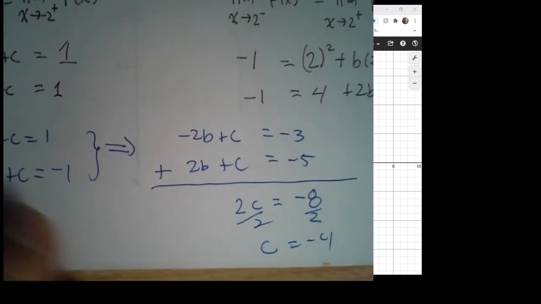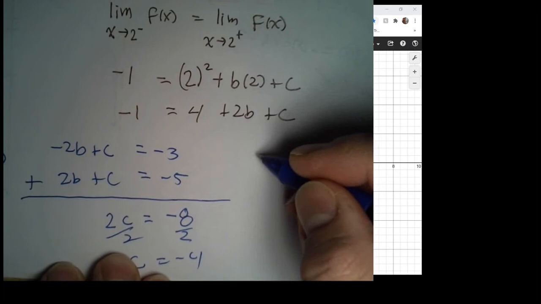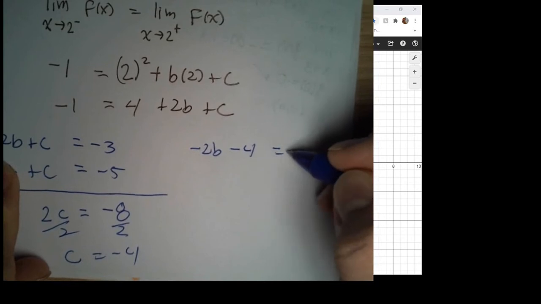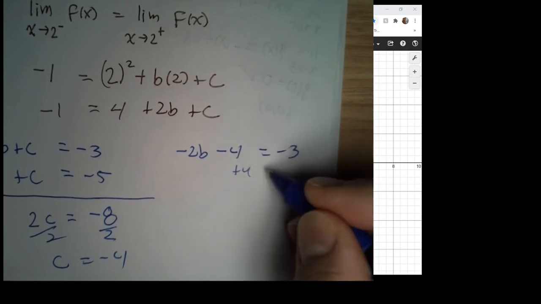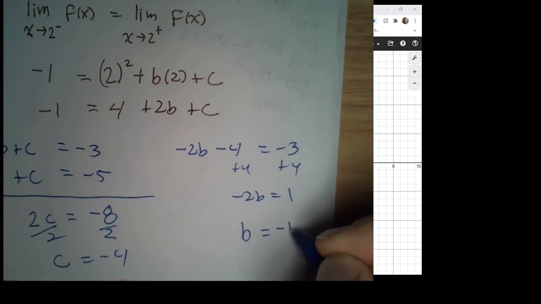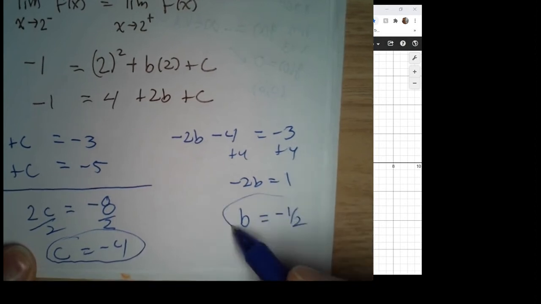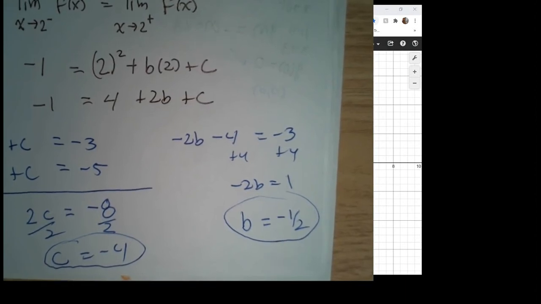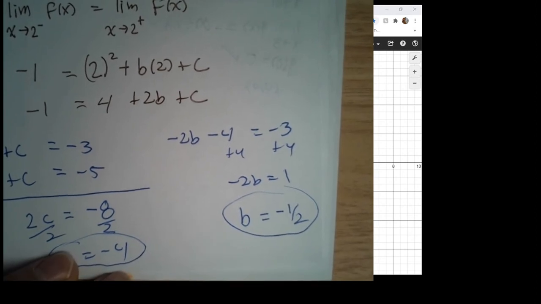So I'm halfway there. I found c, and then plug it into any one of these. Let's plug it into the first one. c is negative 4, and then I'll solve for b. Add 4 to both sides, negative 2b is equal to 1. Divide by negative 2, and b is equal to negative 1/2. We can double check, but my process here used the limit definition of continuity, as was covered in this class.